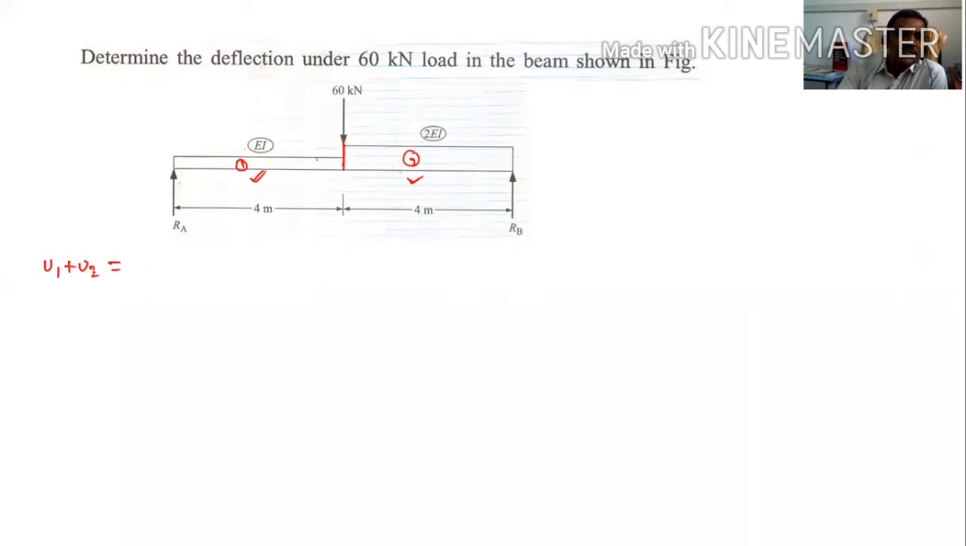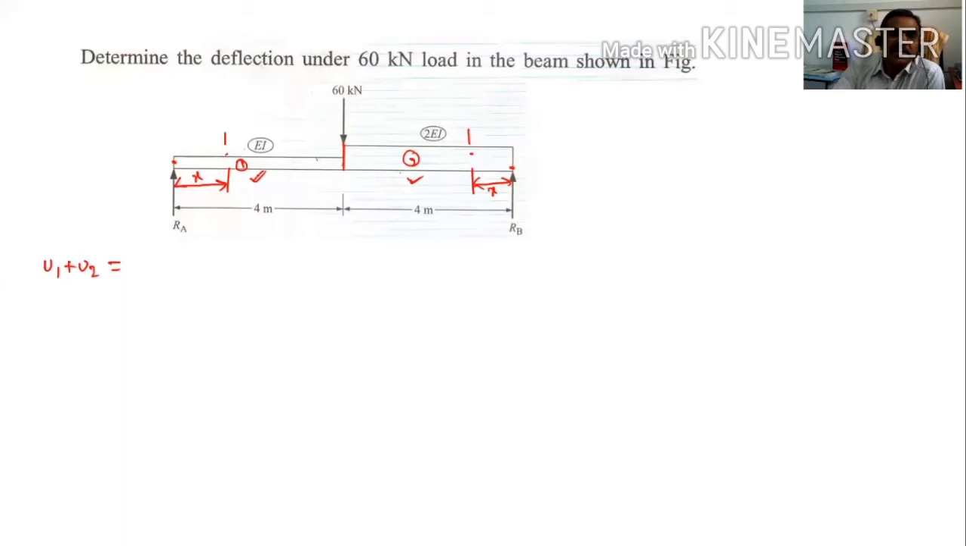To calculate section 1, I am taking an axis here. This is for section 1. This is the origin, and I am taking this distance as x. It is varying from 0 to 4. This distance is 4. Similarly for this, I am taking an axis here. This is x, this is the origin. It is varying from 0 to 4.